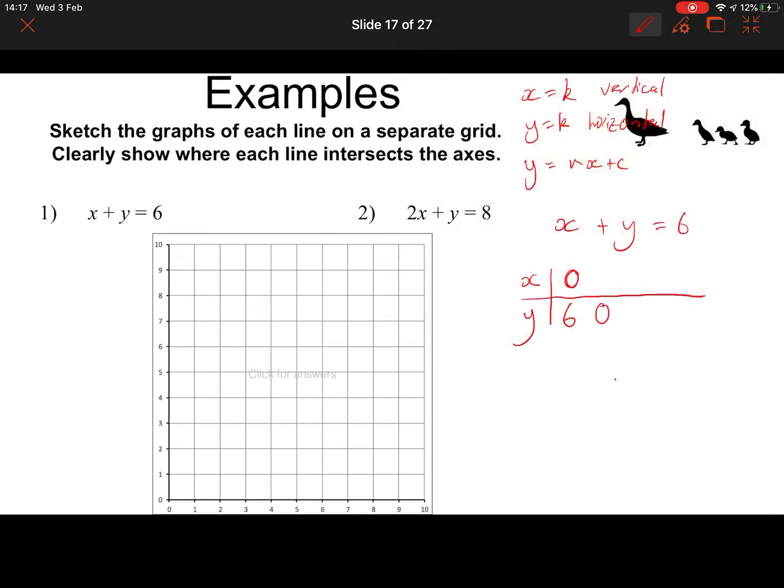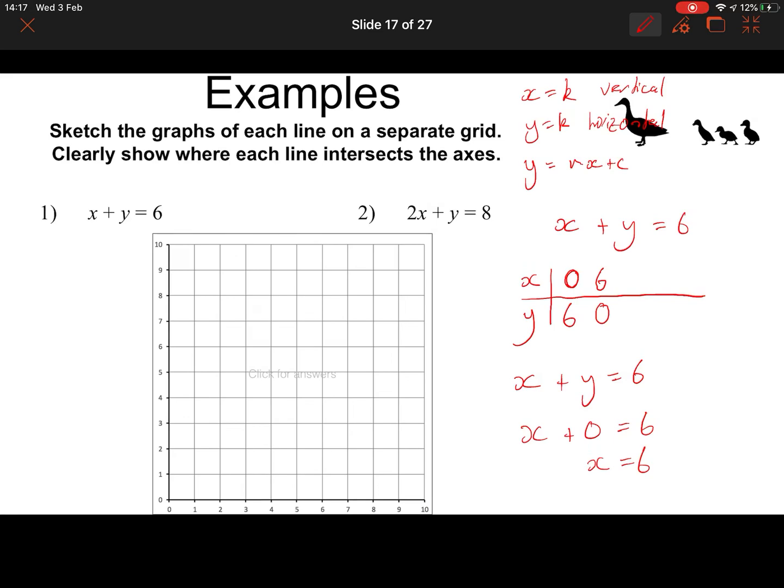The other selection I'm going to make is I'm not going to choose an x this time. I'm going to choose y to be equal to 0, and find out what my x should be. So again, x plus y equals 6. I choose y to be 0 because I can just choose. And so x must be equal to 6. Now I've got 2 points.